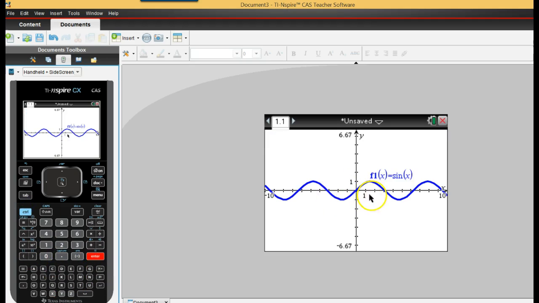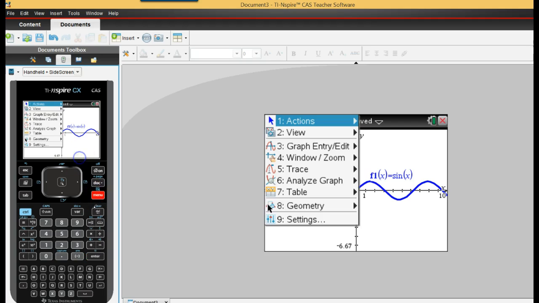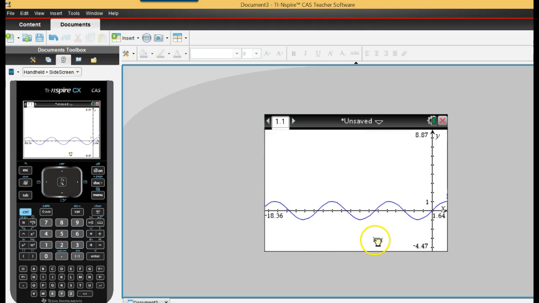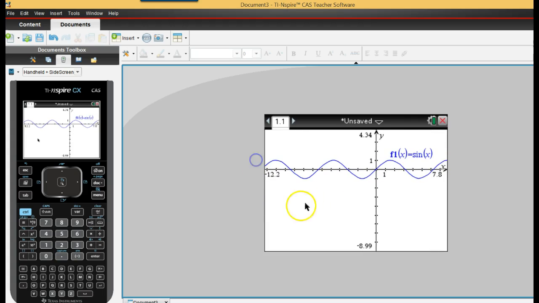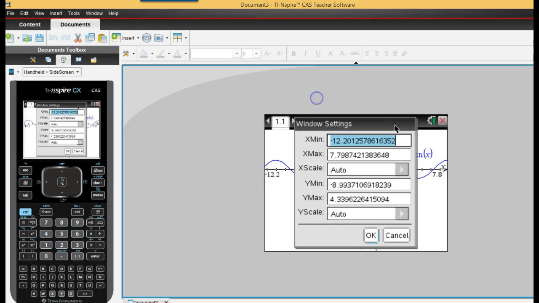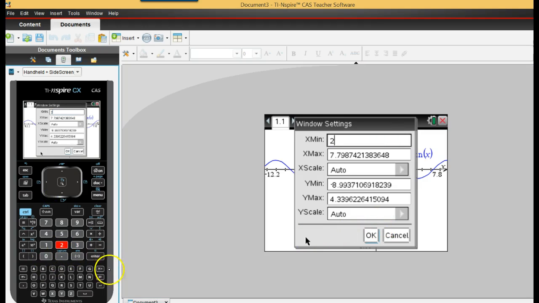Now again, we're not going to be pleased with that, so we're going to go into menu, settings. Now we're going to change to radians. Our graphing angle's in radians, so that's okay. But we're going to want it from minus 2 pi to 2 pi. So into our window, we're now going to change our window settings to minus 2 pi.